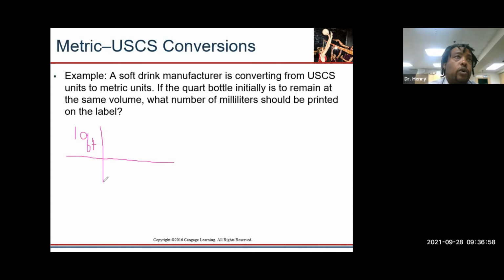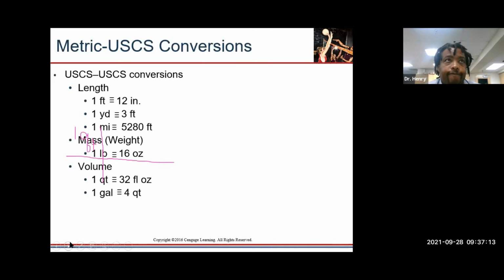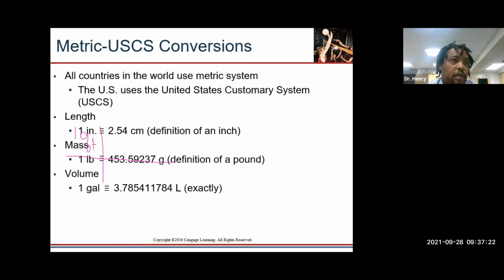So how can I change 1 quart to milliliters? Go back to those conversions, or if you have your conversion sheet. I know that 1 gallon equals 4 quarts. So can I use that one? And I also know that 1 gallon equals 3.785411784 liters.